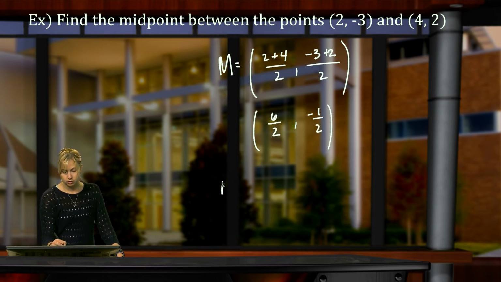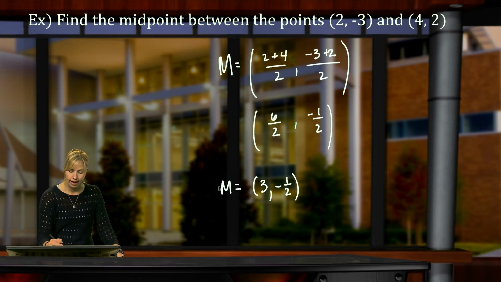And that first x coordinate we can simplify further. 6 over 2 is 3. And my y coordinate is -1/2.